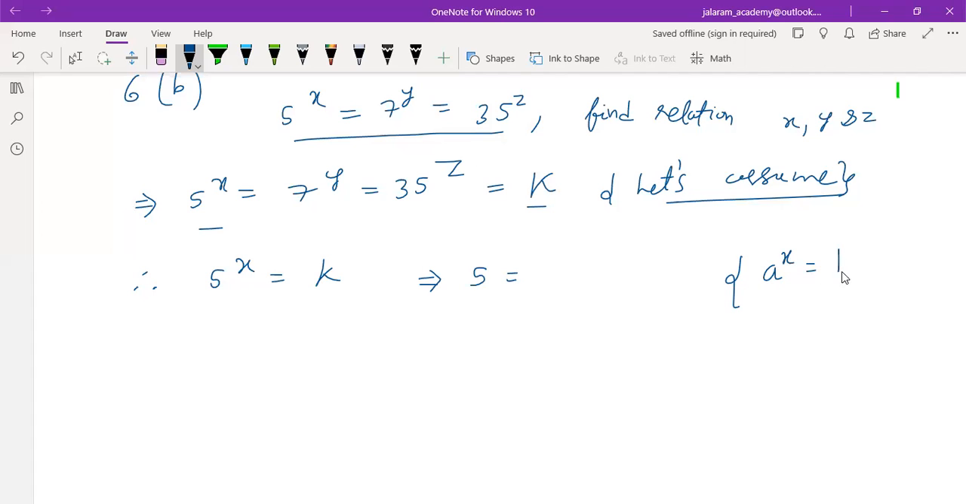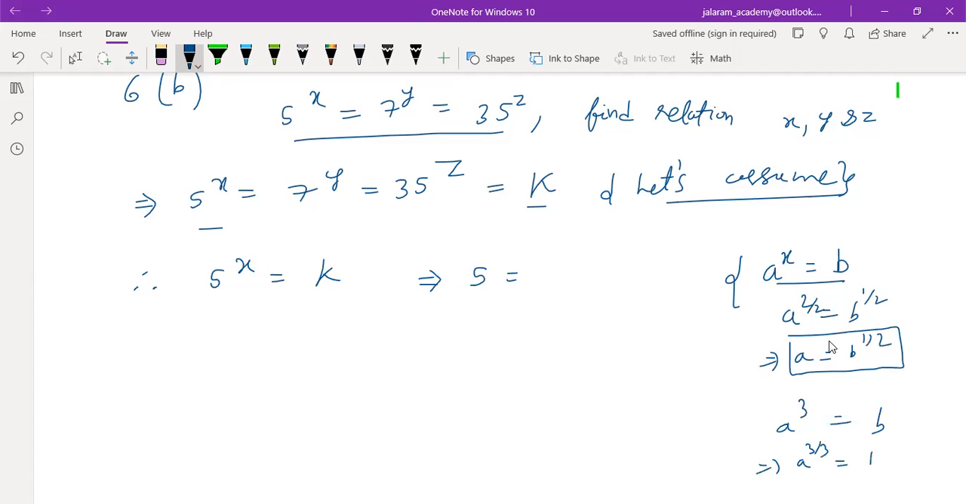If a to the power x equals b, we have discussed this: if a squared equals b, always remember a equals b to the power half. Means we are dividing both the powers by 2. Understood? If a cubed equals b, we should divide both the powers by 3. So 3 by 3 is cancelled out, and the power of b is 1 only. Clear to you?